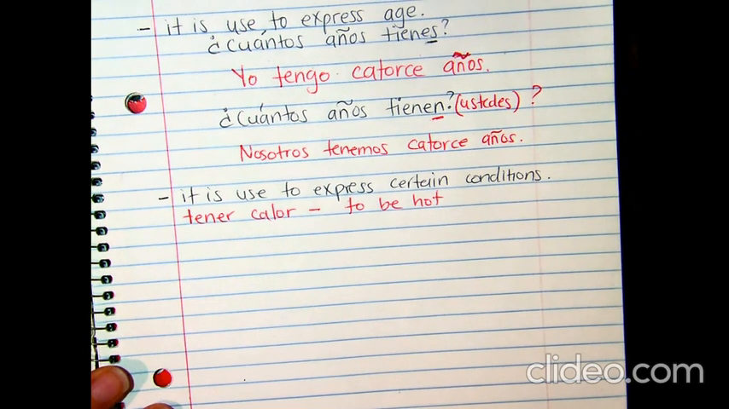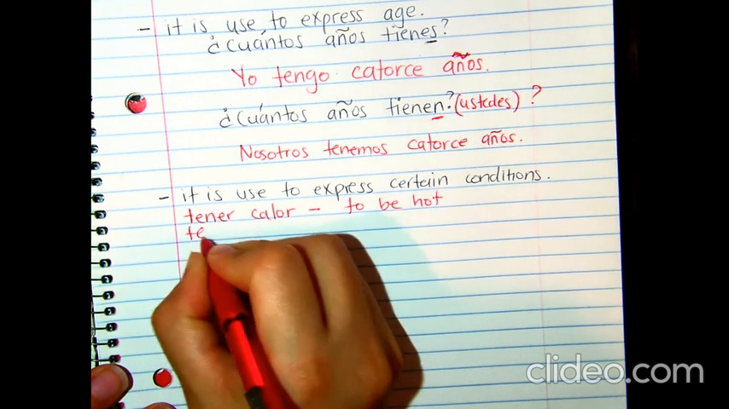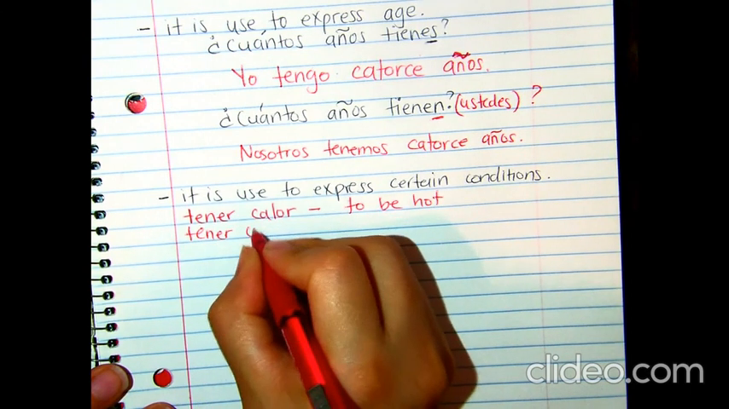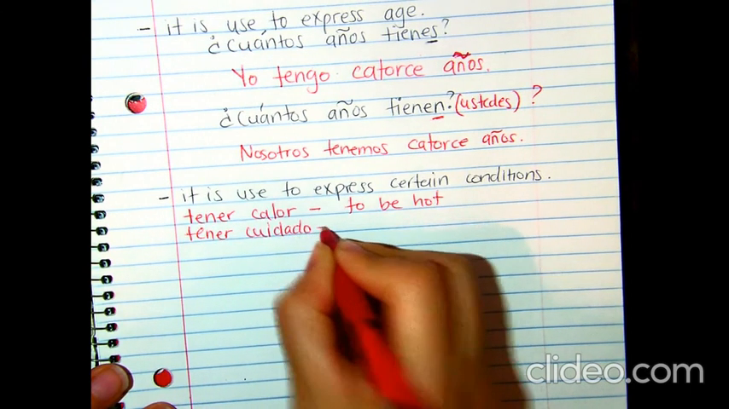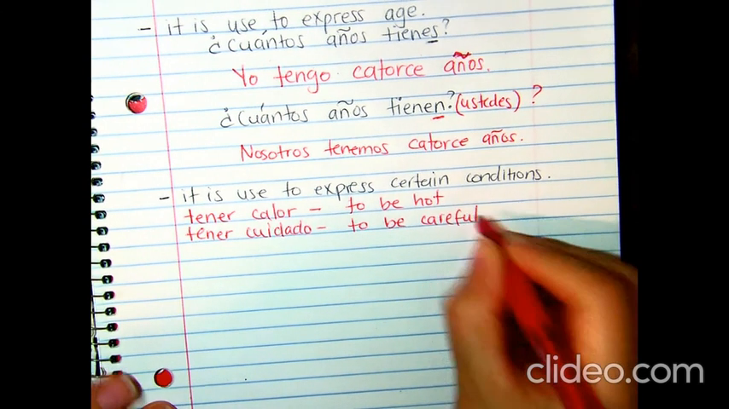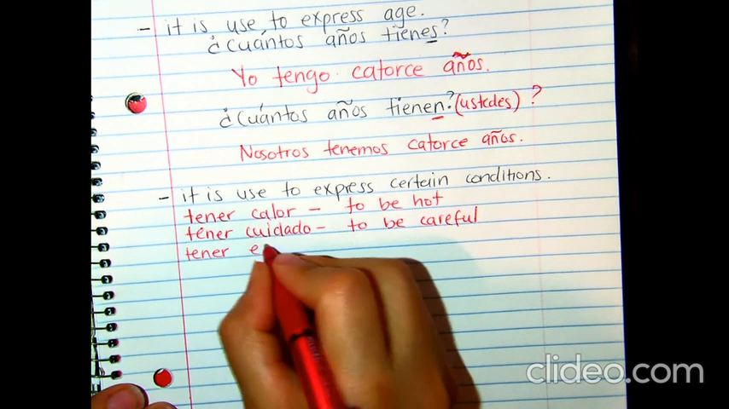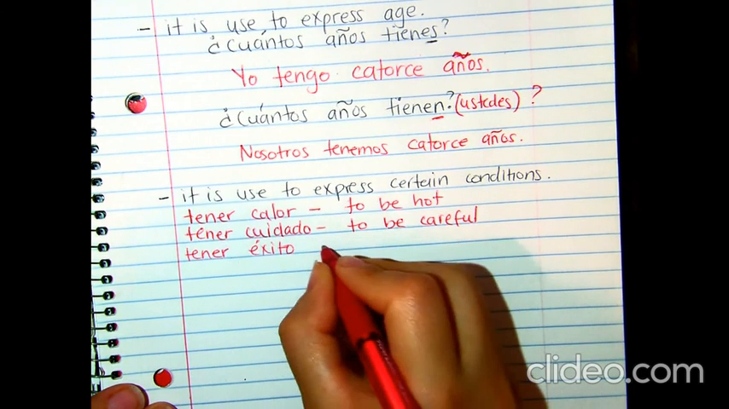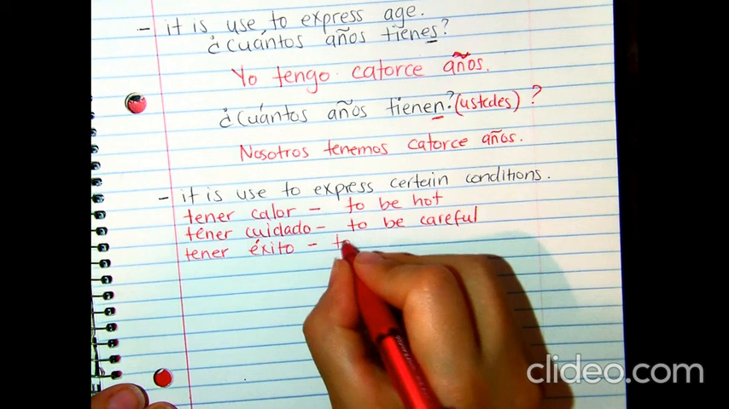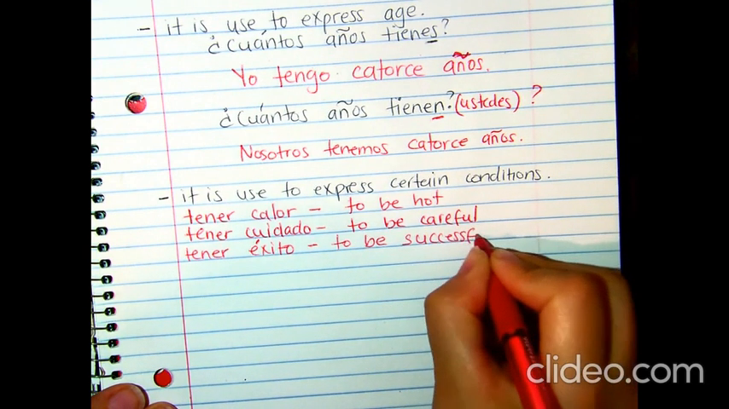And how you're going to say that? Yo tengo calor. Tú tienes calor. Él tiene calor. Okay? Tener calor. Okay? Tener cuidado. To be careful. Tener éxito. To be successful.